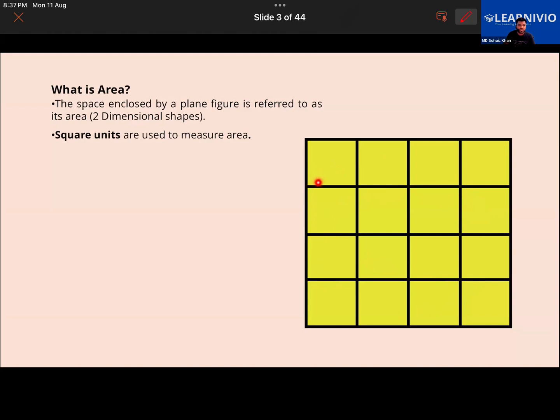And suppose each of the squares here has 1 unit area. Since there are a total of 16 squares, 16 times 1 square unit area means that the total area is 16 square units. Getting it? The total area will be 16 square units.